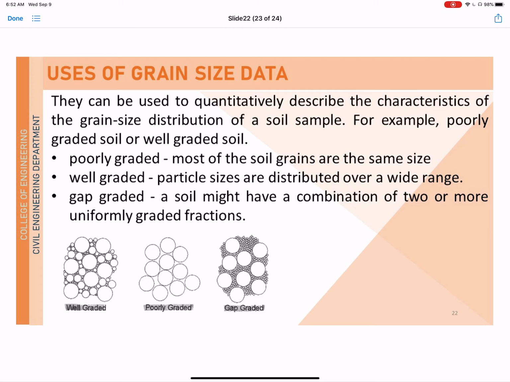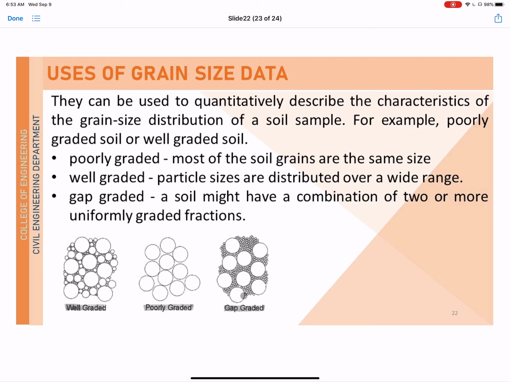Other uses of grain size data is to describe the characteristics of the grain size distribution of a soil sample. For example, the soil can be poorly graded or well-graded. A poorly graded soil is one where most of the soil grains have the same size. So here is a sample of poorly graded, with no other particle size except the same sizes, and that can be evaluated from the grain size data. While well-graded soil shows that the particle sizes are distributed over a wide range, like this one. And for gap-graded soil, a soil might have a combination of two or more uniformly graded fractions, so you only have one or two sizes in your soil sample.